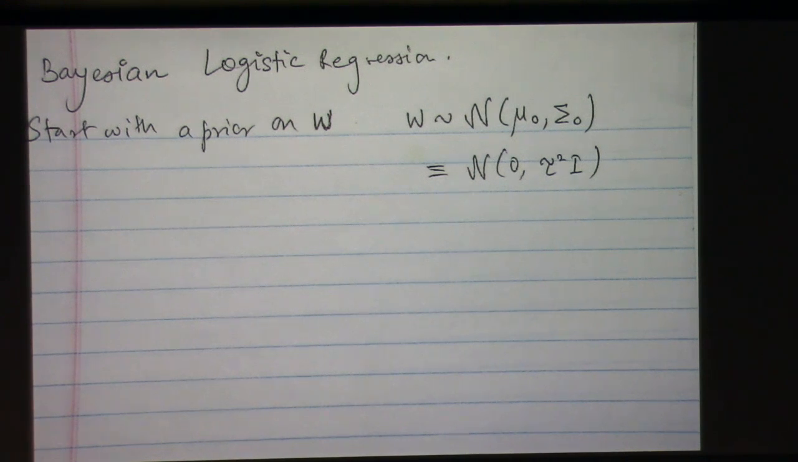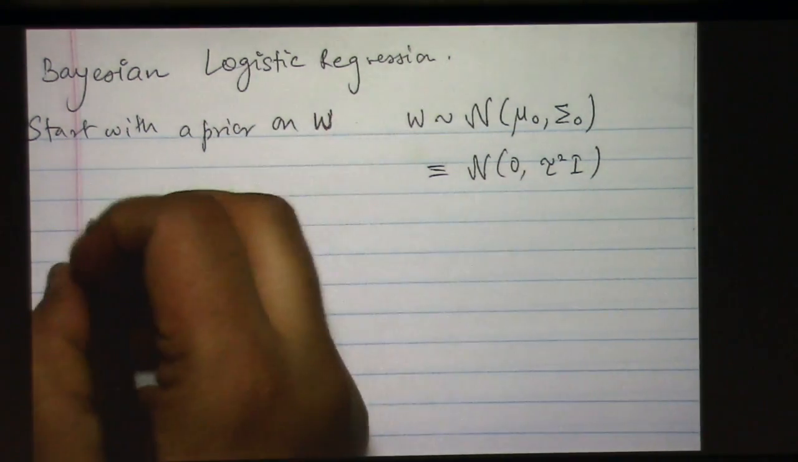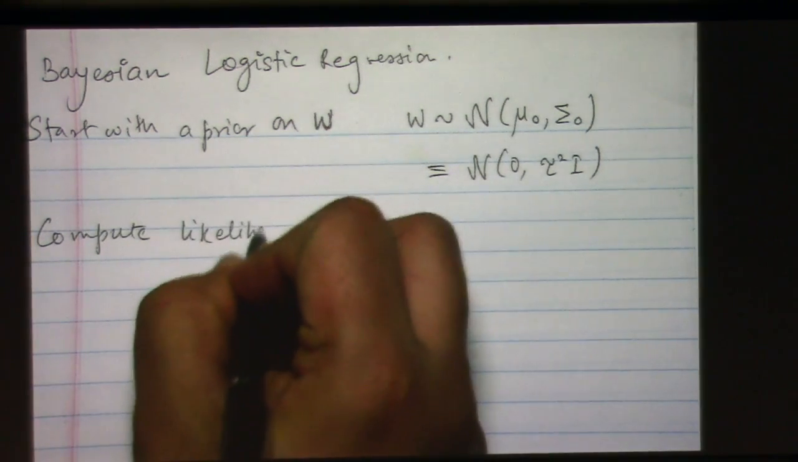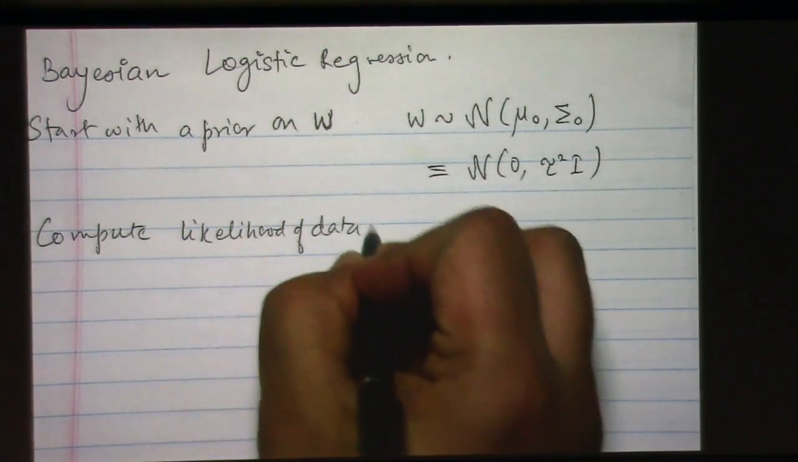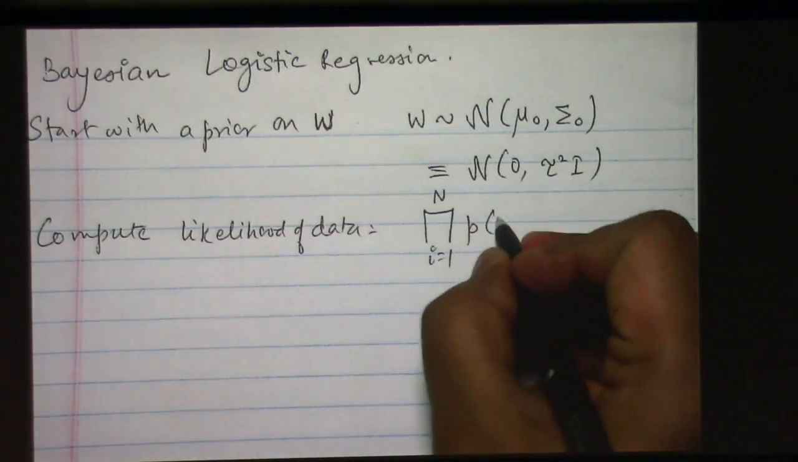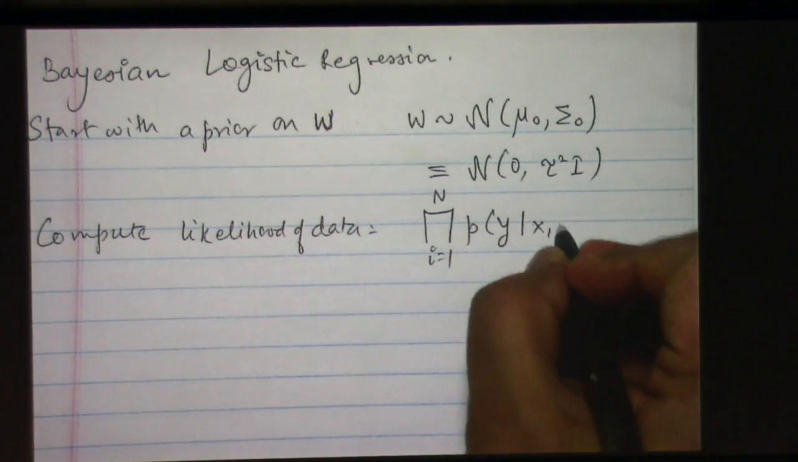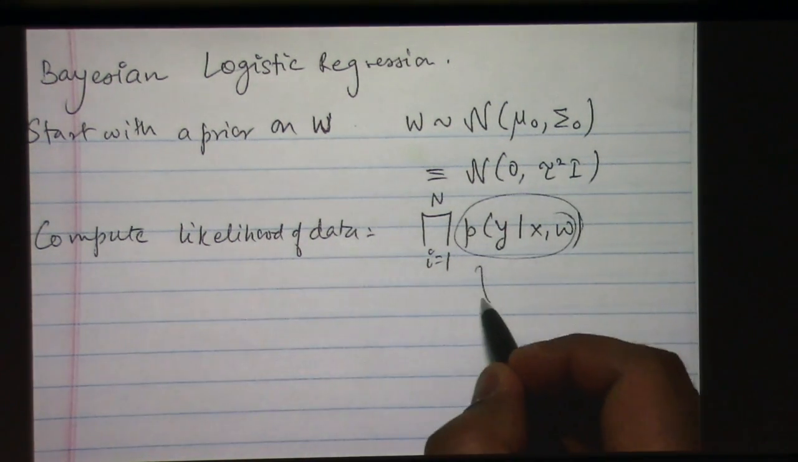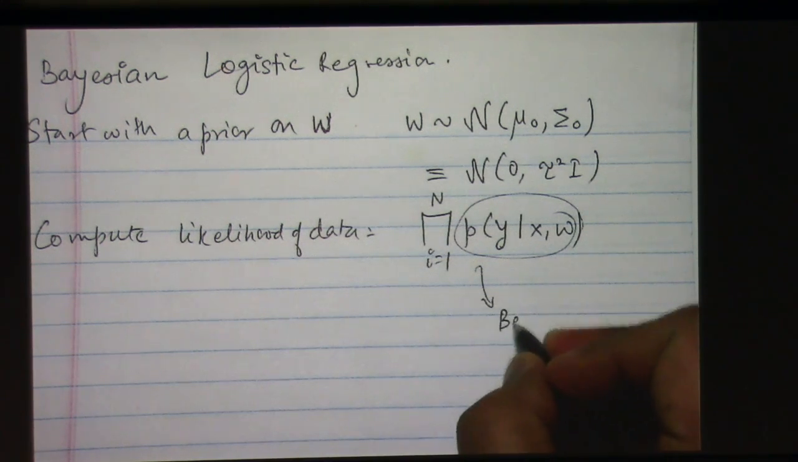So basically what we are saying is that without seeing any data, I assume that my weight vector is a Gaussian random variable centered at 0 as the origin with some covariance matrix. So that is the idea. And then we compute the likelihood of my data, which is nothing but a product over all my training instances, P of Y given X and using the W that we have. Of course, we said that this is a Bernoulli distribution.